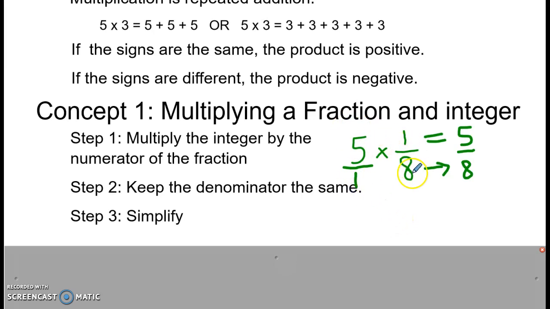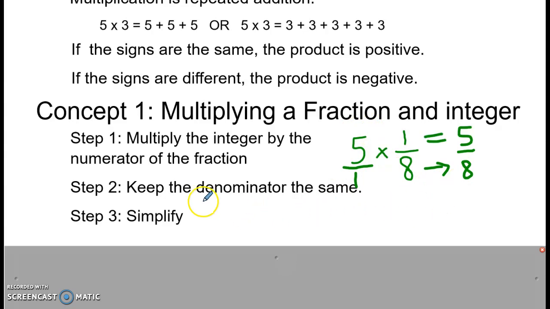And if we multiply these as we do normal fractions, we would have the numerators 5 times 1 equals 5, and then the denominator of 1 times 8 is going to leave us with whatever the denominator in our fraction is. It's going to stay the same. So if you're multiplying an integer by a fraction, make sure that you multiply the numerators. That's your first step. And then your denominator is just going to stay the same.